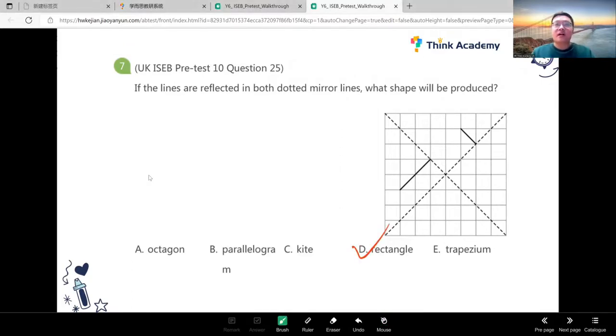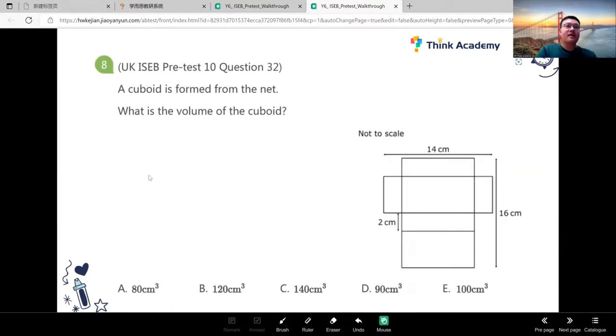So as for this dotted line, you do the reflection, you get this line over here, and then just a diagonal of the square. So you do the reflection again, and you connect these two. So that gives you a rectangle. Okay, next one. Next question.